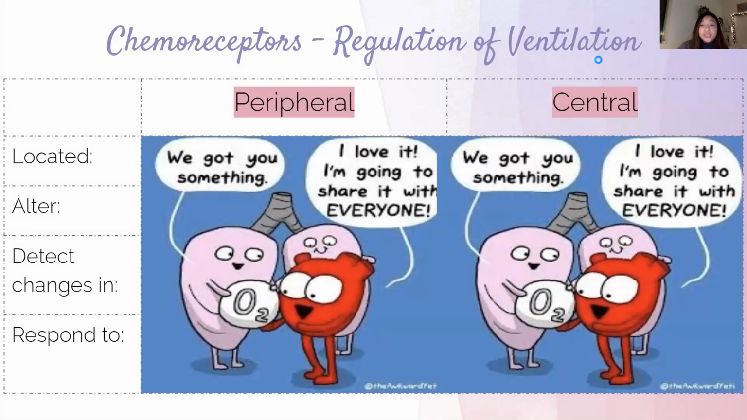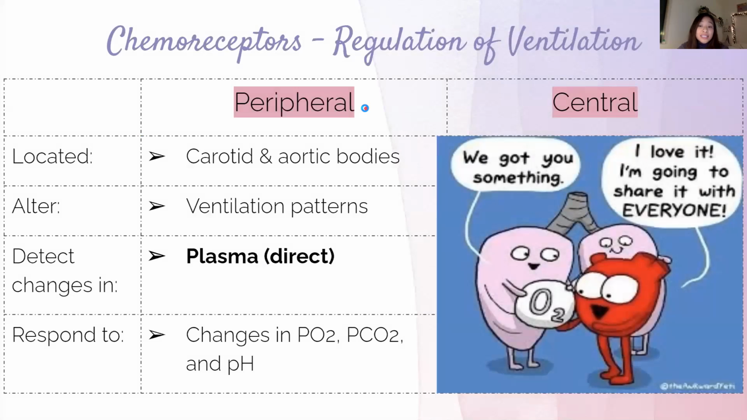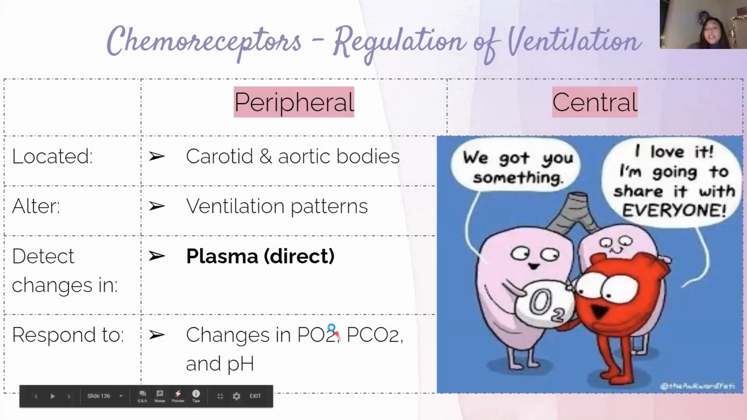All right, and there are also two types of chemoreceptors that regulate ventilation. There's the peripheral and central. So first off, let's go over peripheral. These chemoreceptors are located in the aortic and carotid bodies, and they detect changes directly in the plasma. So they can detect changes in partial pressure of oxygen, partial pressure of CO2, as well as changes in pH.